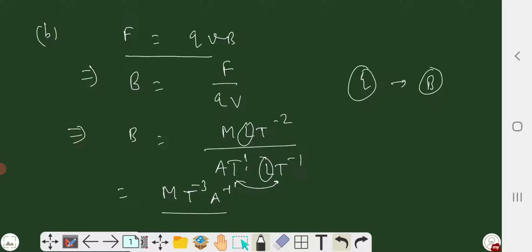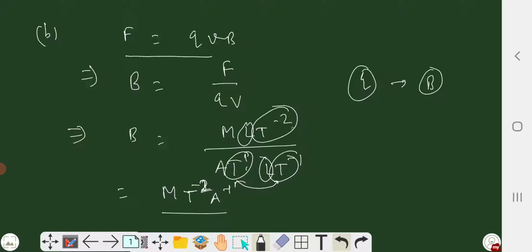That would be the answer for the B part. No, sorry, we have just cancelled this. So T to the power minus 2 will remain, this one. M T minus 2 A minus 1. That would be the answer.